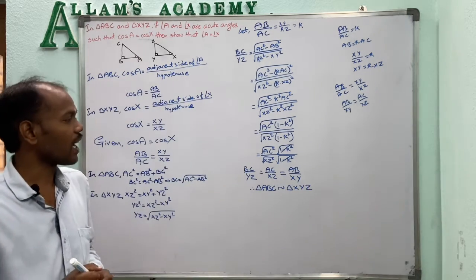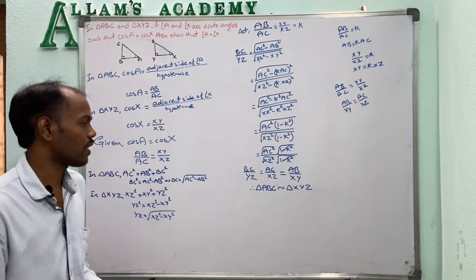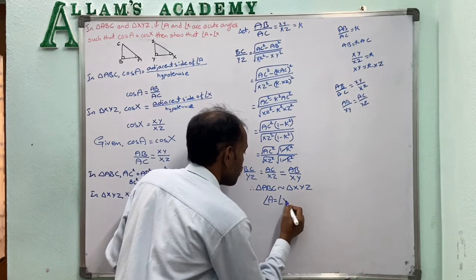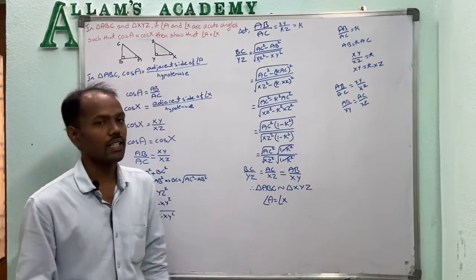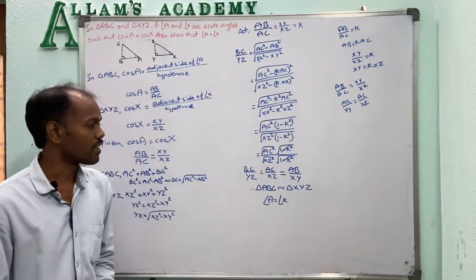So the two triangles are similar, so their corresponding angles are equal. Angle A equal to angle X, angle B equal to angle Y, angle C equal to angle Z. But our aim was to show angle A equal to angle X, so that is shown here.